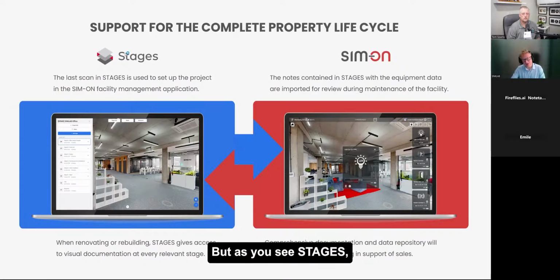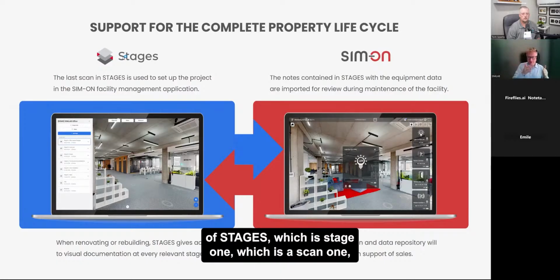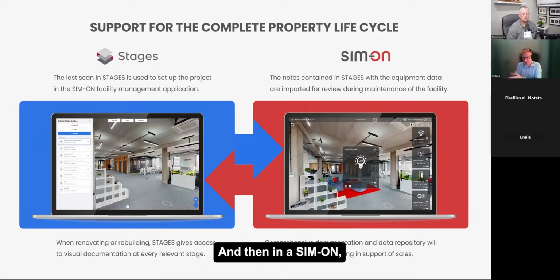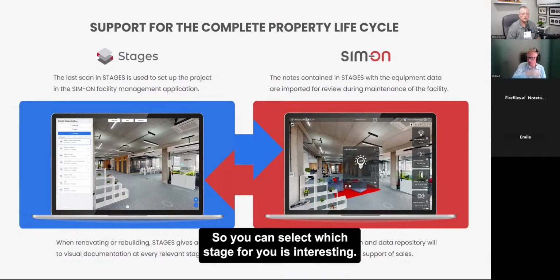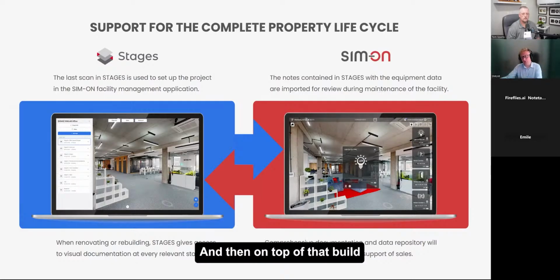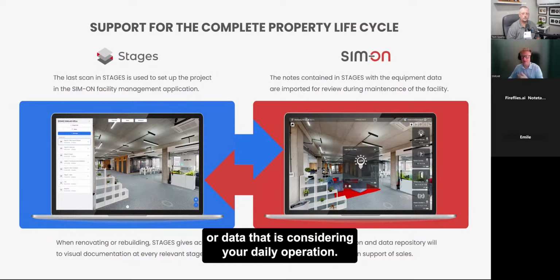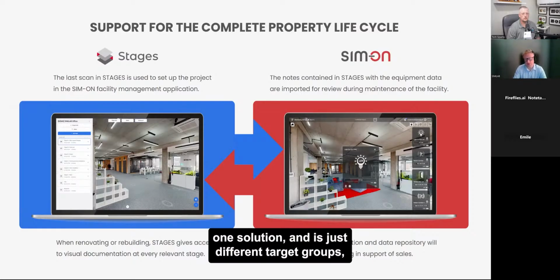As you see, the name Stages is coming from the general concept of stages: stage 1 is scan 1, scan 2, stage 2, scan 15, stage 15. And then in SIM-ON, you don't need to have those building timelines, but you need to have sensors, so you can select which stage is interesting for you. And then on top of that, build a little bit different visualization of different assets, building automation systems, or data that is considering your daily operations.